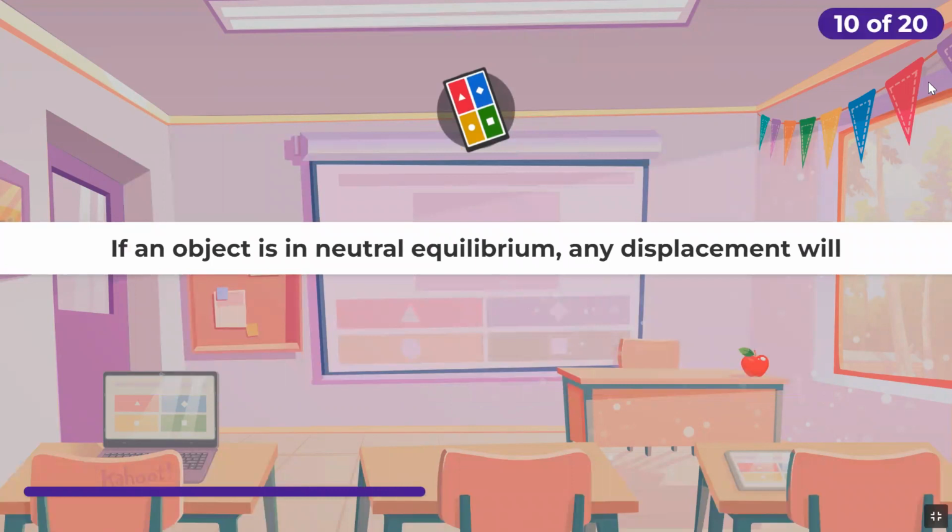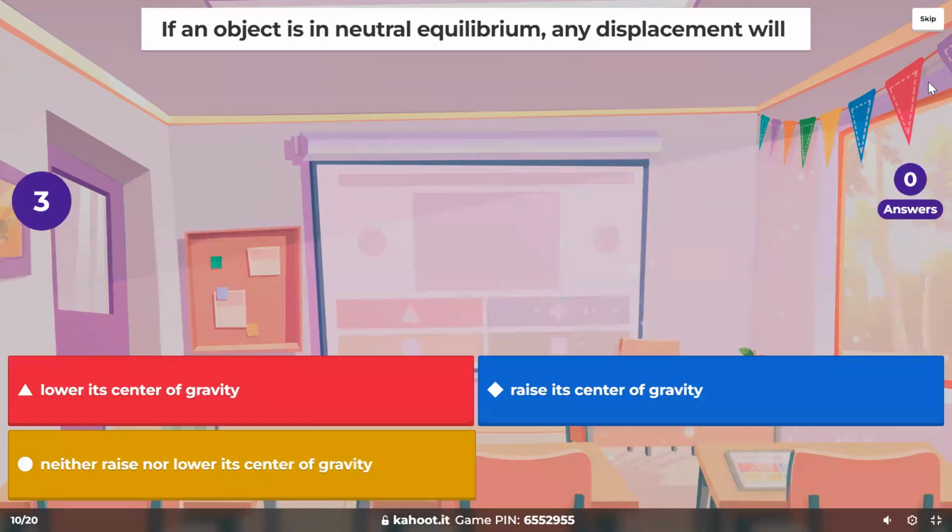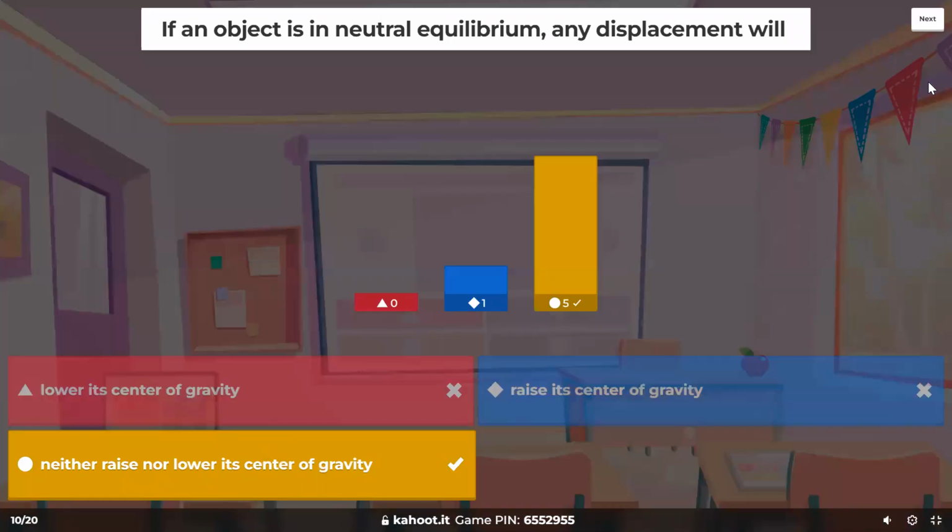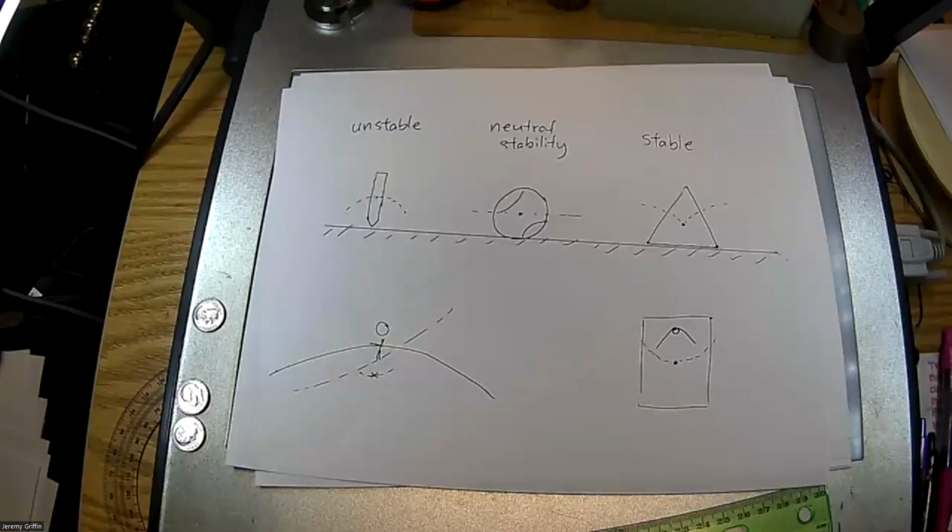Number 10, if an object is in neutral equilibrium, any displacement will... Yeah, neither raise nor lower the center of gravity. So let's take a look at this one more time. There are pictures right there: unstable, neutral, and stable. There you go.